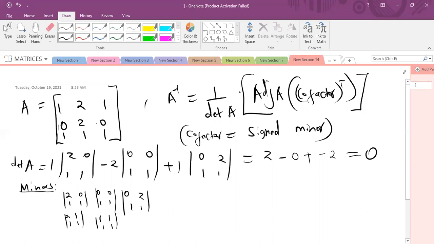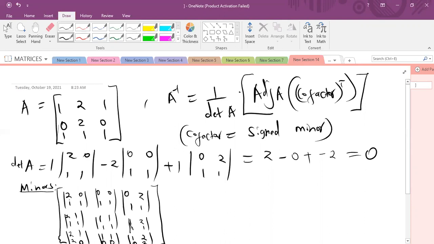Delete the row and column in which this 0 lies. I will remain with 1, 2, 1, 1. And finally, for the last row, delete the row and column in which this 1 lies. I will remain with 2, 1, 2, 0. Delete the row and column in which this 1 lies. I will remain with 1, 1, 0, 0. And finally, delete the row and column in which this 1 lies. I will remain with 1, 2, 0, 2. So evaluating these matrices gives what is called the minors.